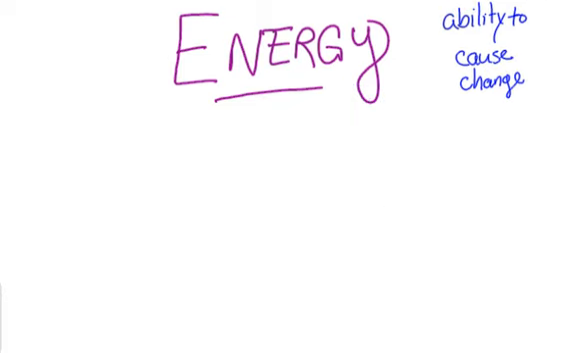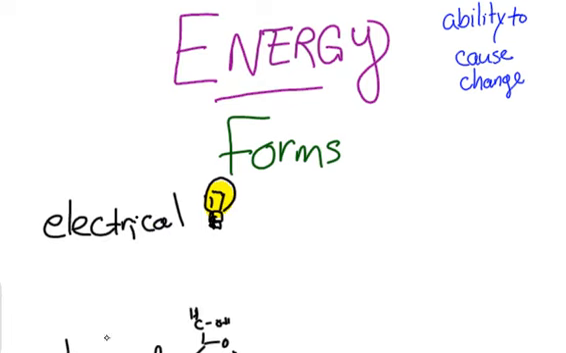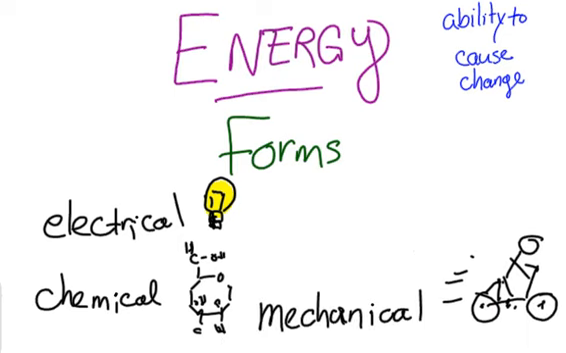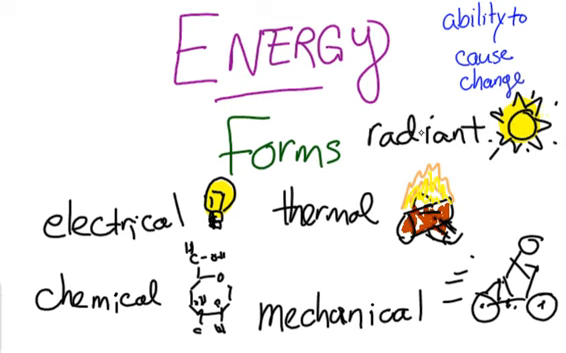Next, let's look at some types of energy. Energy comes in different types of forms. They include electrical, chemical, mechanical, thermal, and radiant.